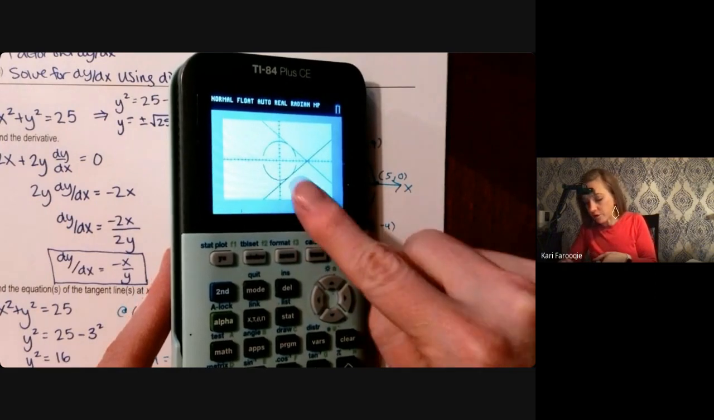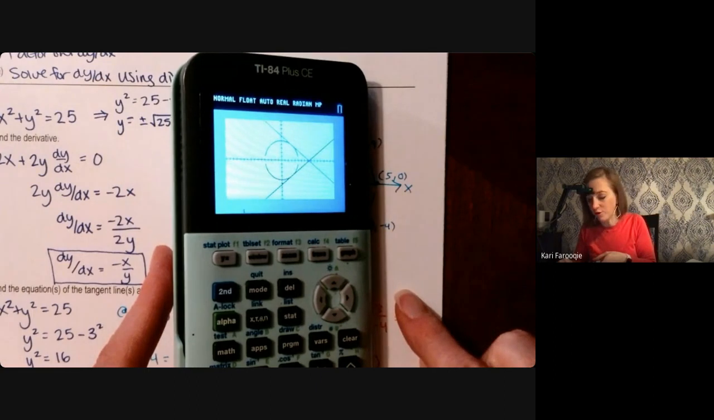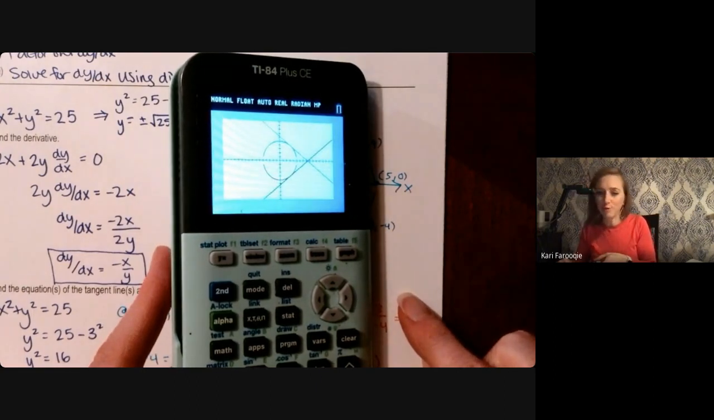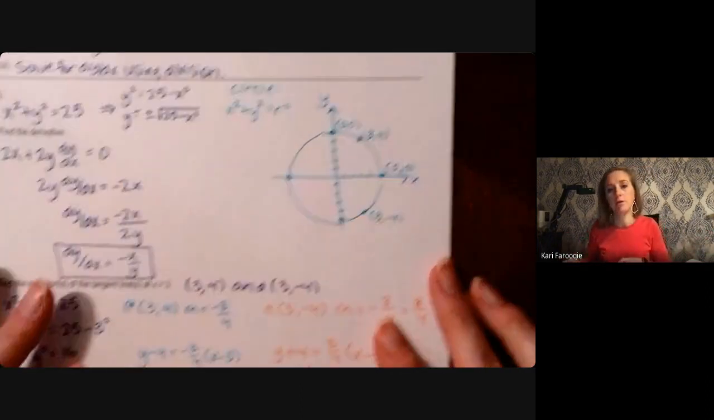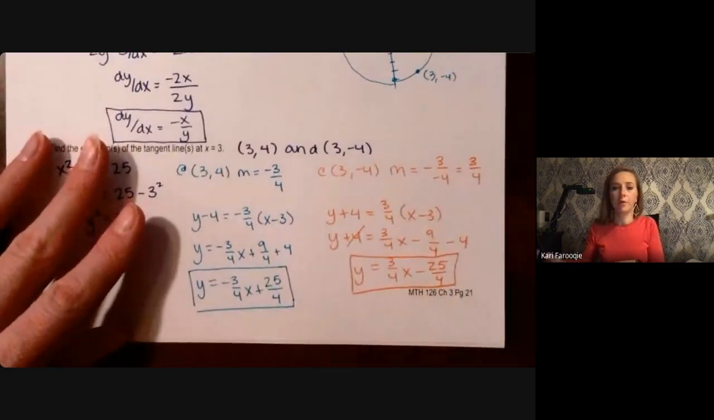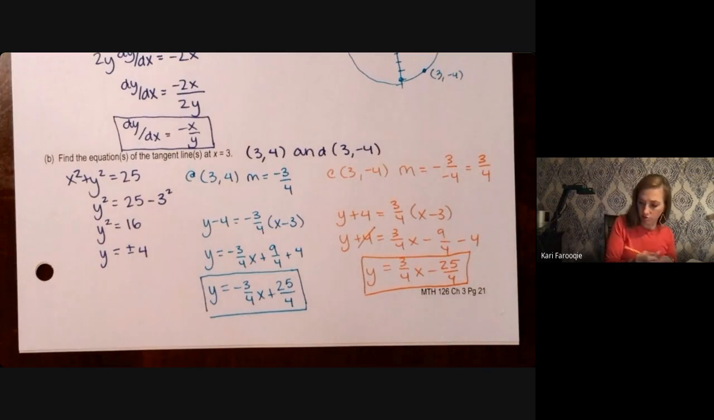But you can see how we're tangent to both of those points using these two equations. If you're not sure, like, are we exactly at that point? You can always go through and do an intersect and verify that you're actually intersecting the graph at the points 3, 4 and 3, -4. Okay, but those are the two equations. I'm going to make a note to self that this is minus 25. Okay. So that is your equation.